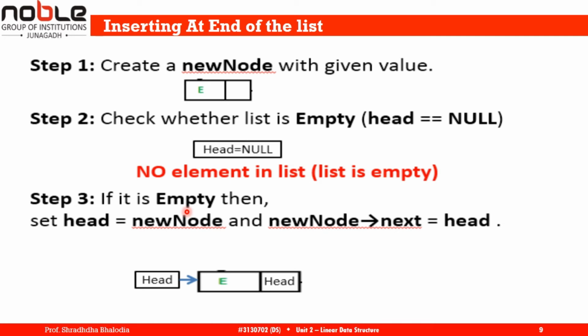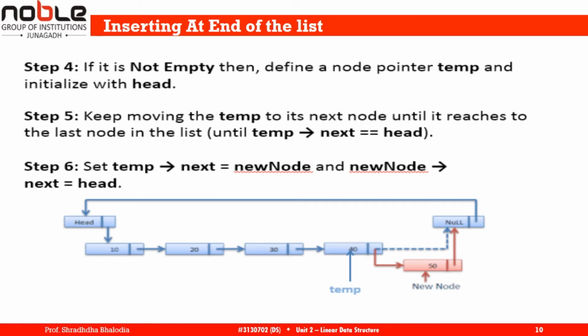If it is empty, then set head equal to the new node and the new node's next equal to head. As we have seen previously in inserting at the beginning, we do the same steps for inserting at the end of the list. Now we check the conditions if it is not empty. The next step is to define a node pointer temporary and initialize it with head, as we have seen before in the beginning of the list.